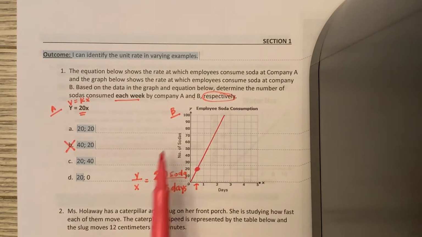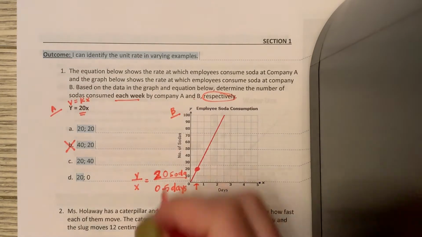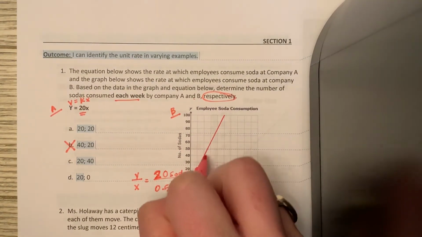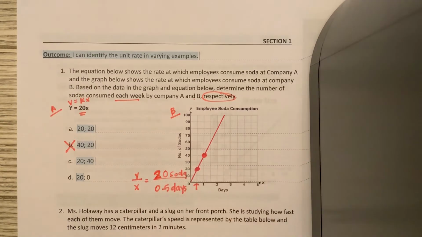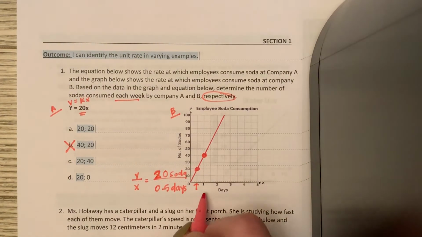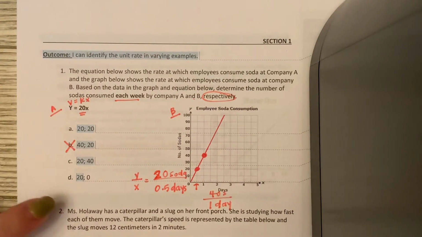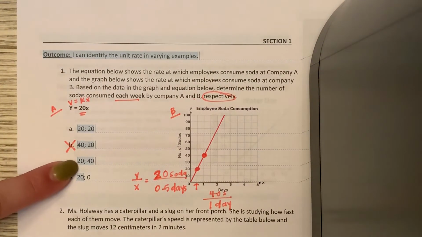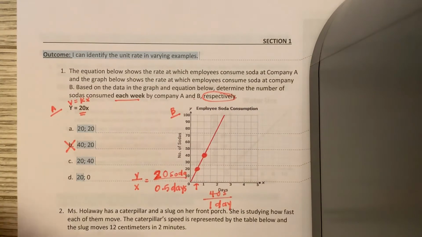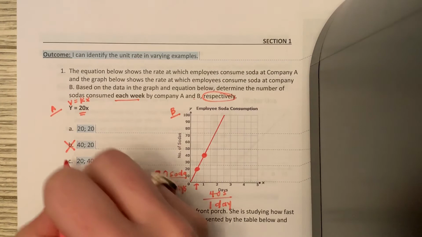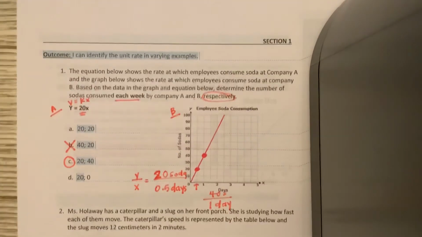So what I could do is convert this ratio into a whole number, or I could just see, is there a perfect point at 1 day? I see there is a perfect point here at 1 day. So instead, I'm going to write 40 sodas over 1 day. My equation shows me I've got 20 sodas in a day, and my graph shows me that I have 40 sodas in a day. So it should be answer choice C.